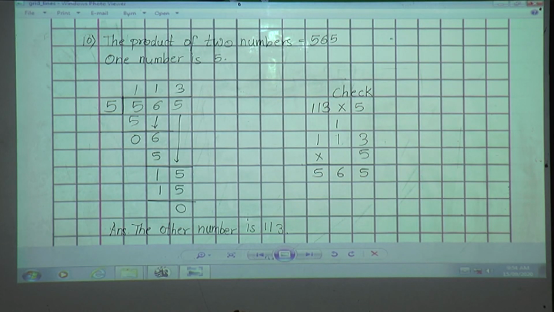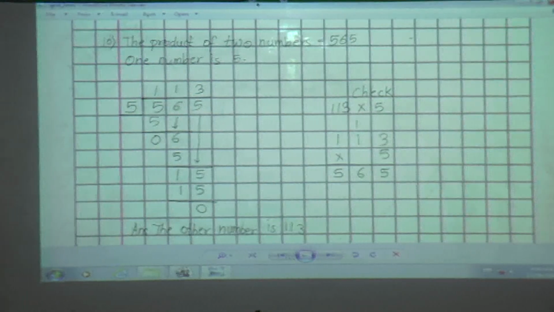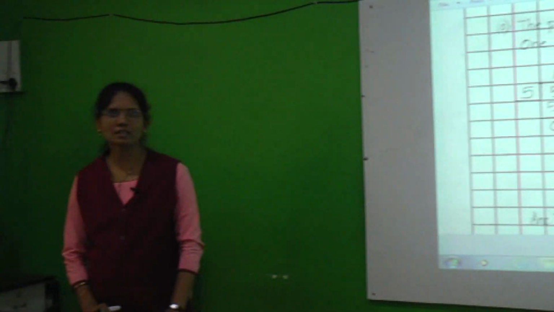So we have to find out the other number by division. When we did the division, we got the answer 113, which means the other number is 113. Okay. So in this way you can solve this 10th example. Now there are 2-3 remaining sums that you have to solve on your own. So in this way today we have completed the first lesson of the second term, that is, mole division.